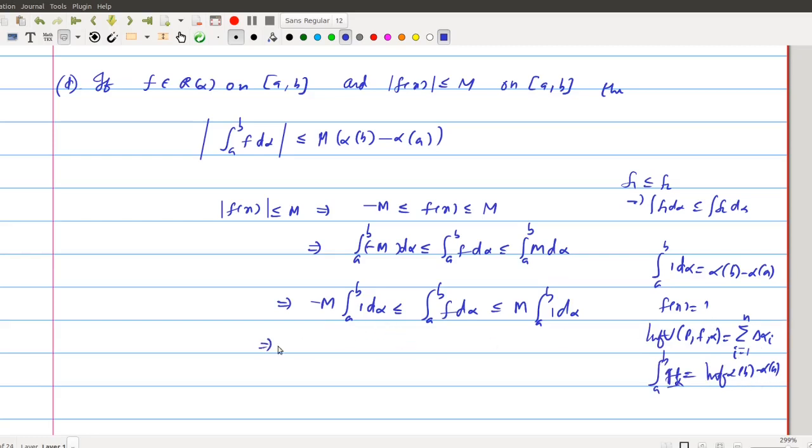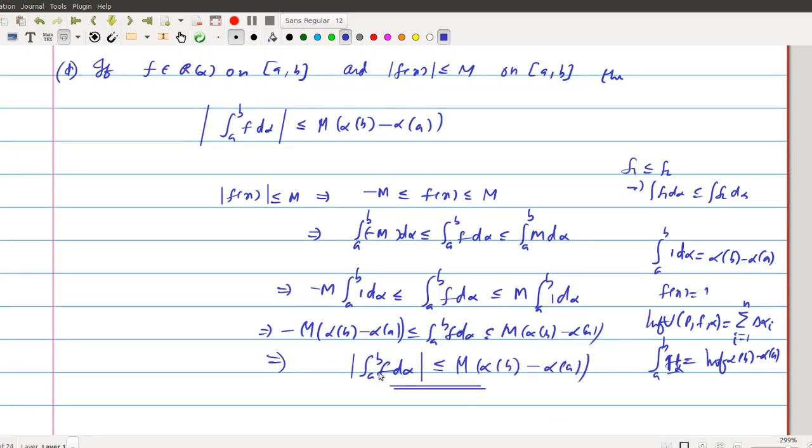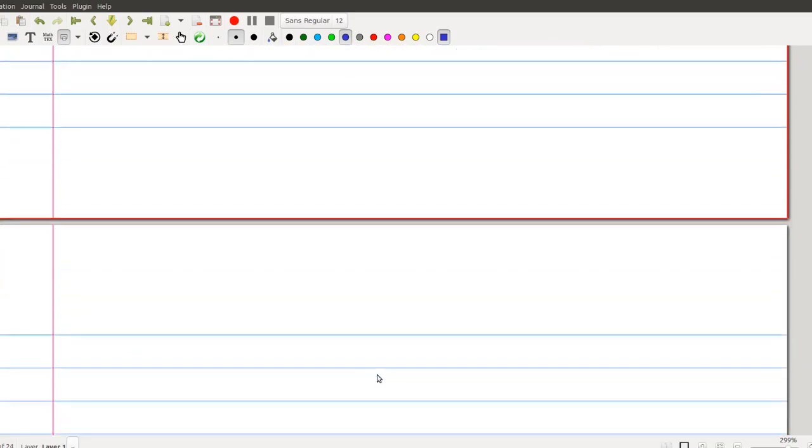Now we have minus m times alpha of b minus alpha of a less than or equal to the integral a to b f d alpha less than or equal to m times alpha of b minus alpha of a. So this implies the modulus of the integral a to b f d alpha is always less than or equal to m times alpha of b minus alpha of a. So this proves the d part as well. Now we have the last part, the e part.